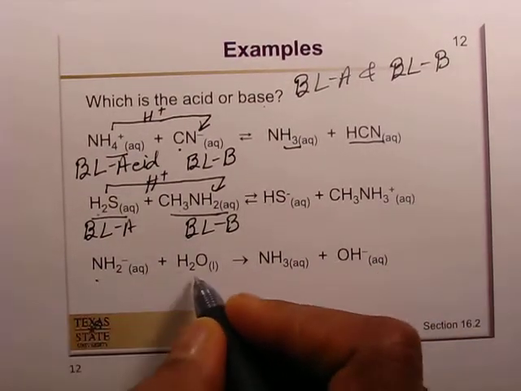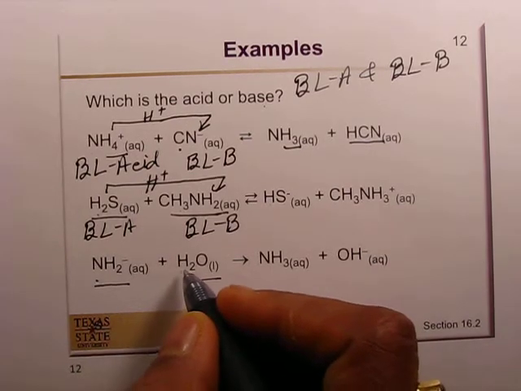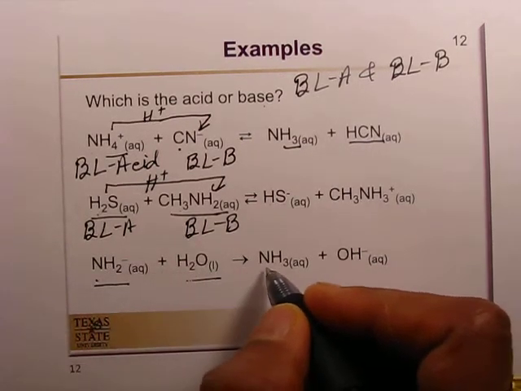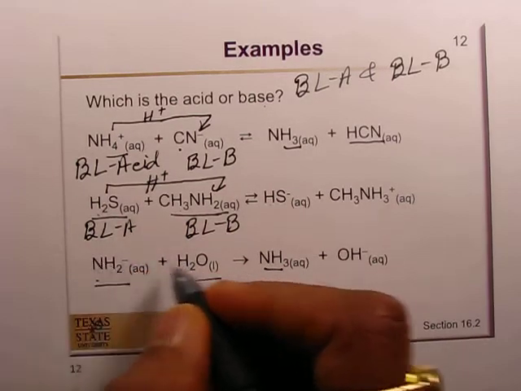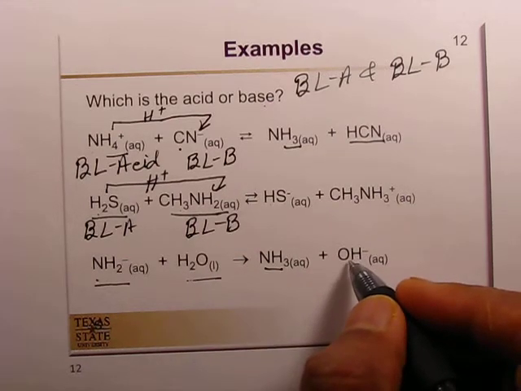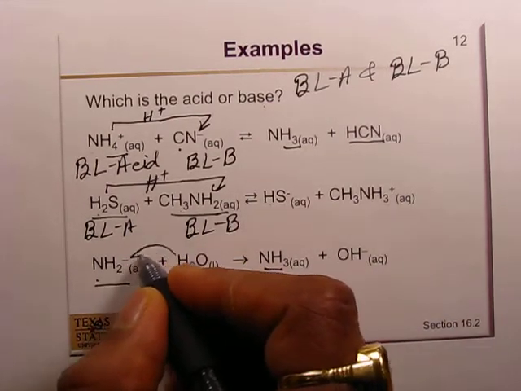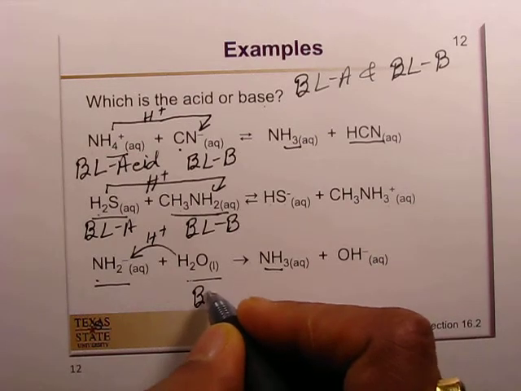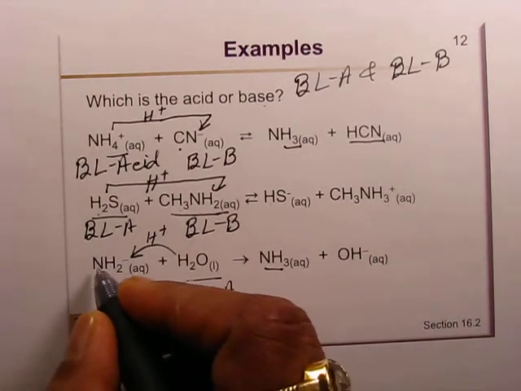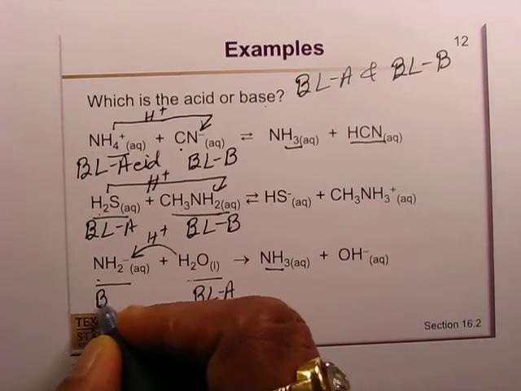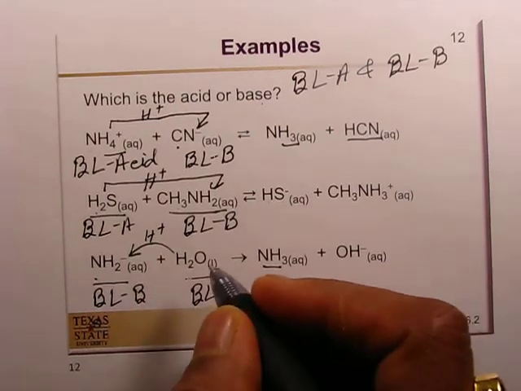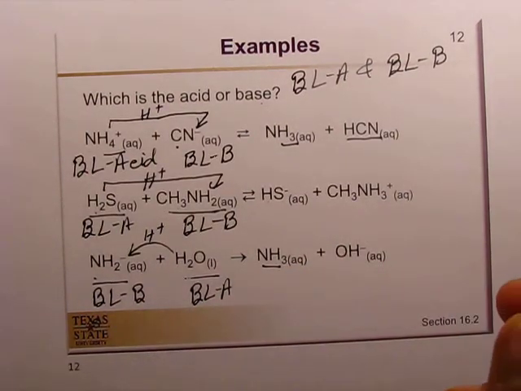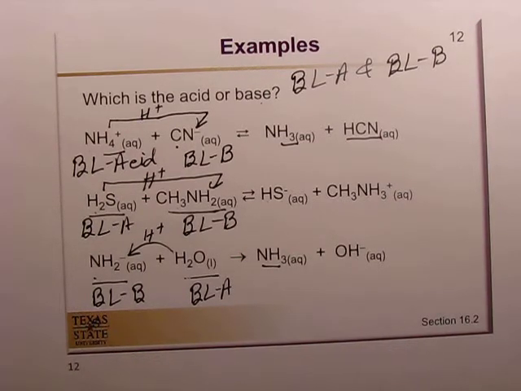What about water and the NH2 minus ion? Here you can see NH2 minus is becoming NH3, which means it is getting one proton, and water, H2O, is becoming OH minus. So basically one proton is transferring from water to NH2 minus. So water behaves as a Bronsted Lowry acid, and the NH2 minus ion behaves as a Bronsted Lowry base. Water can behave both as an acid and as a base. This is the way we can find out which is the Bronsted Lowry acid and which is the Bronsted Lowry base.